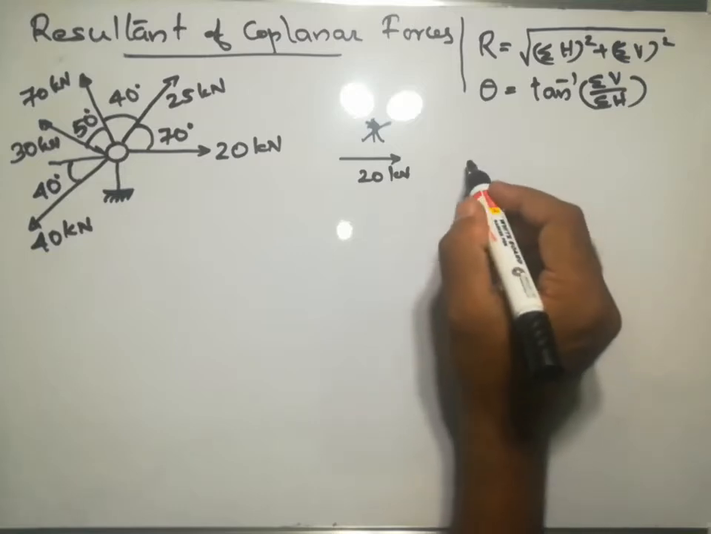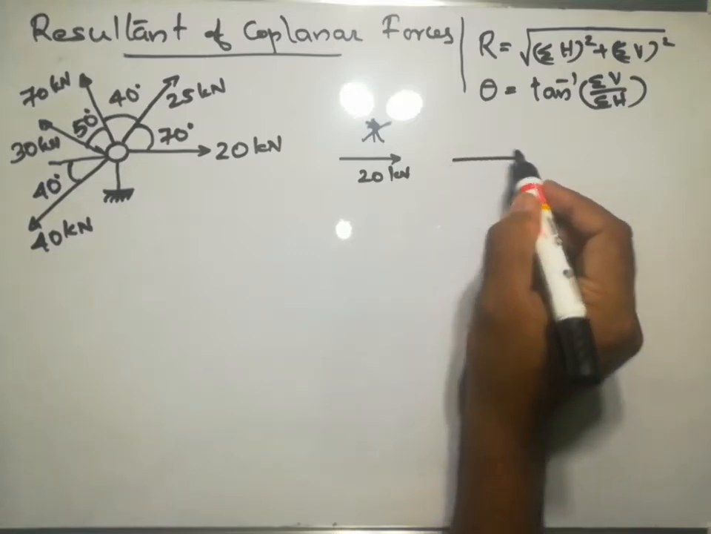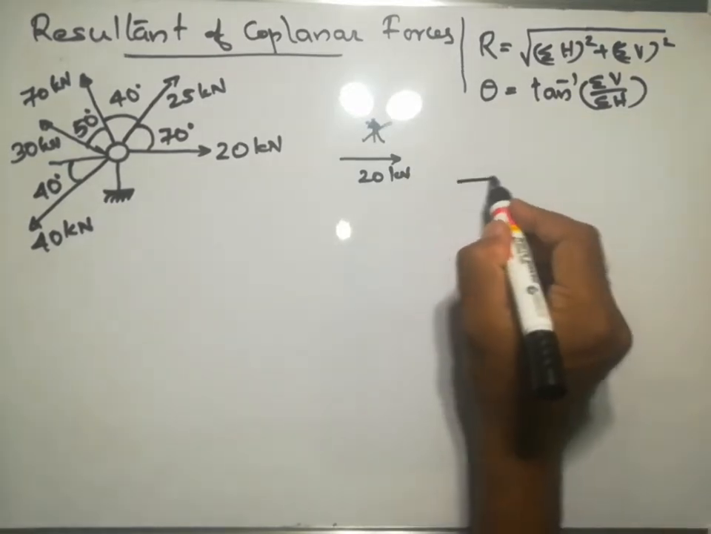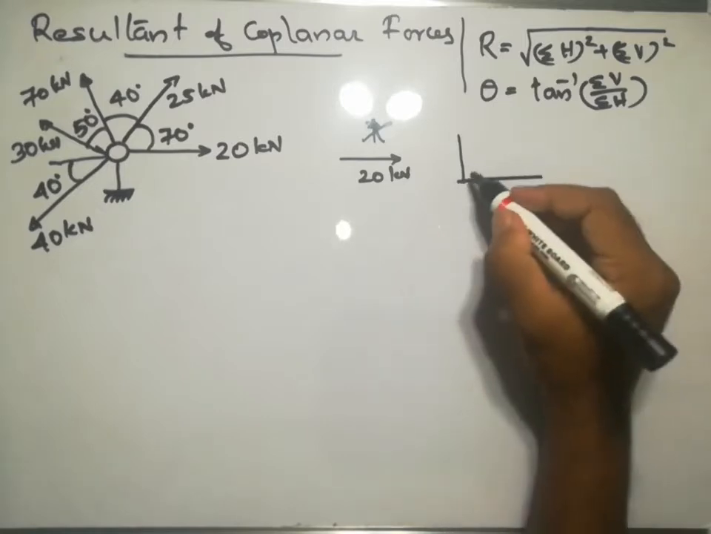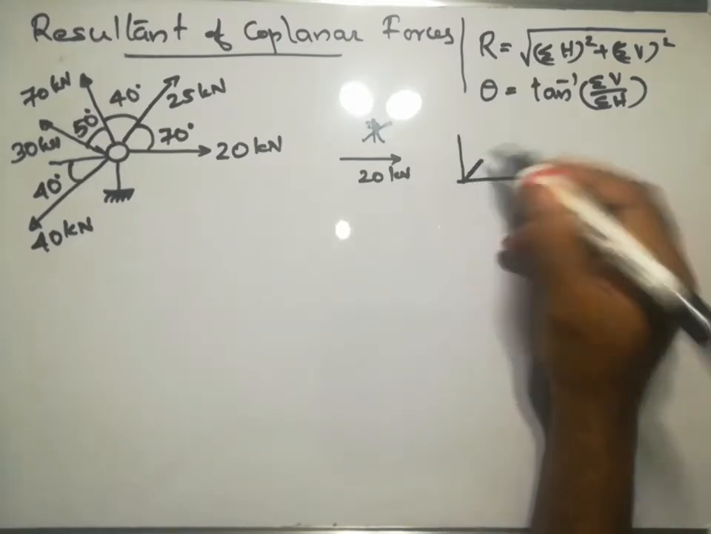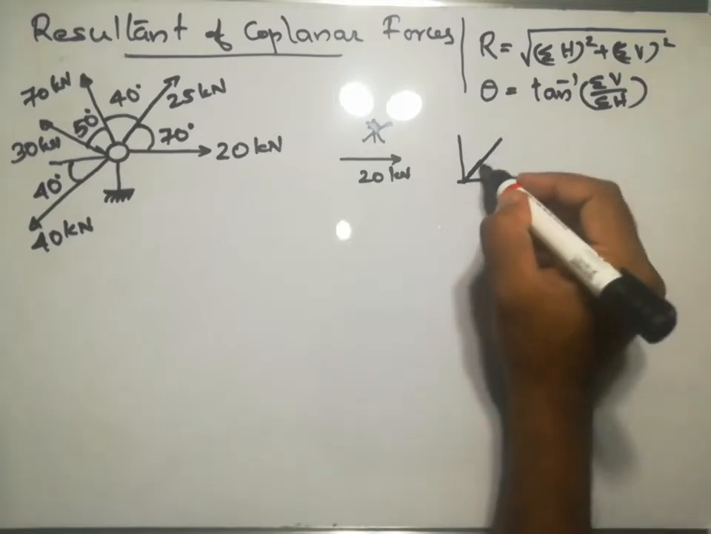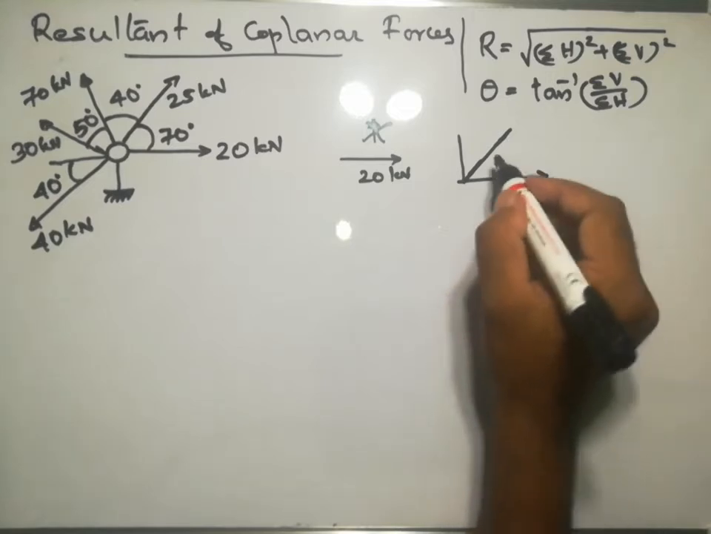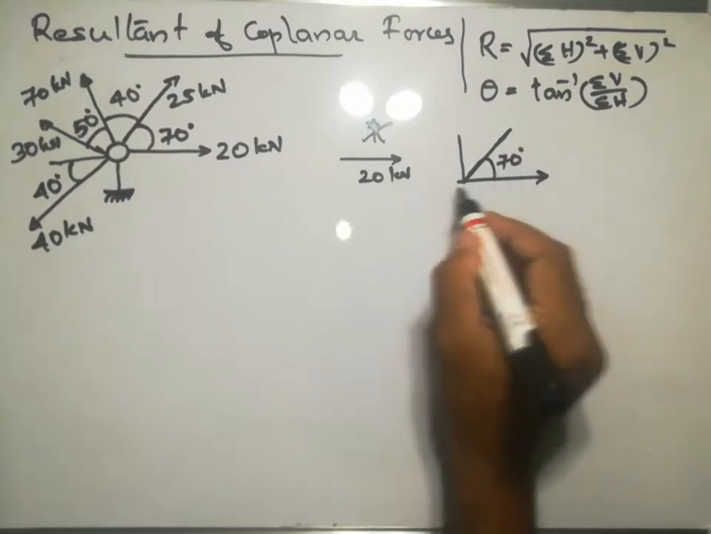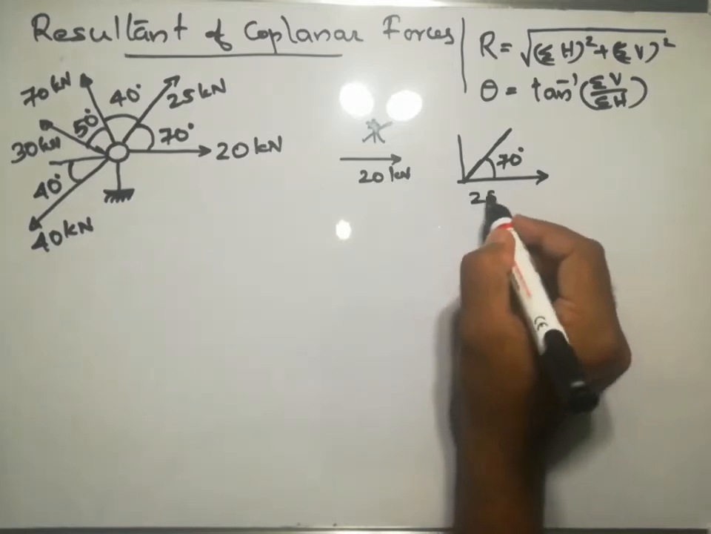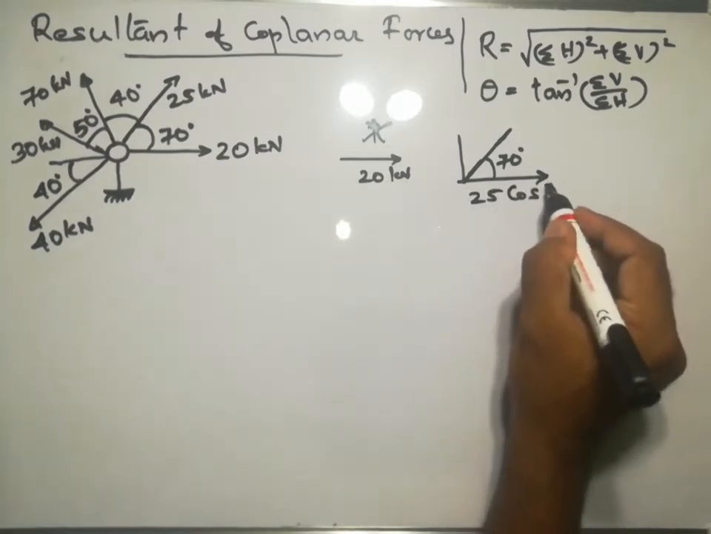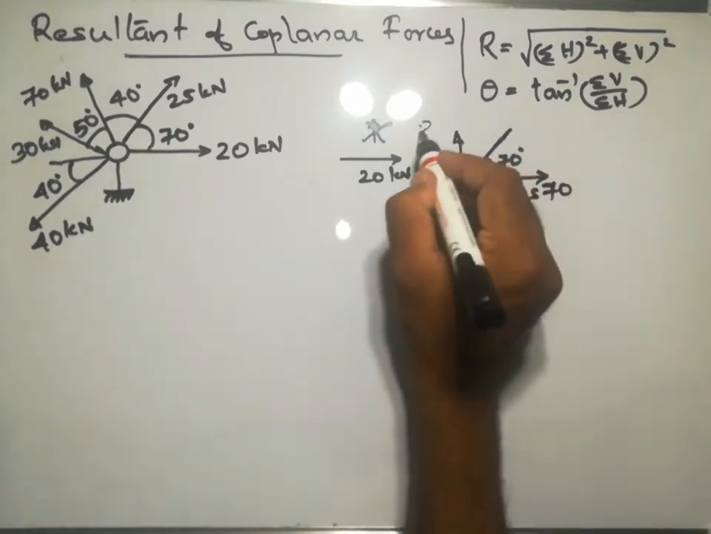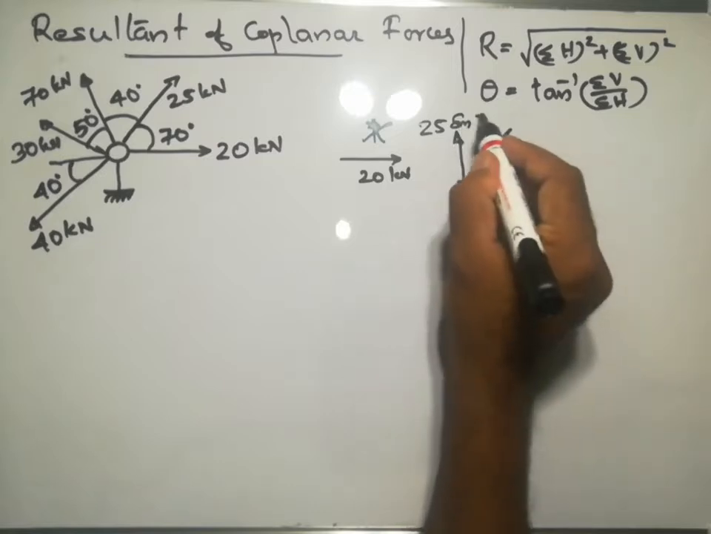And for the second one, this is the force. So these are the components. With the 70 degree angle, the horizontal component is 25 cos 70, and the vertical component is 25 sin 70.